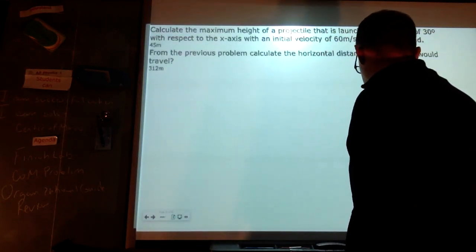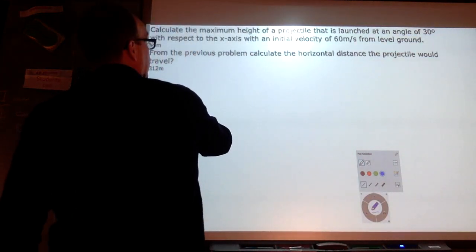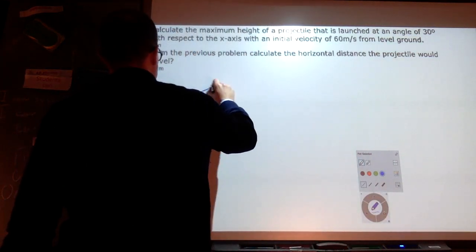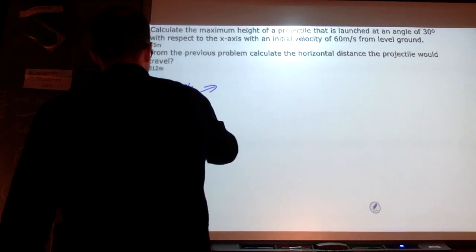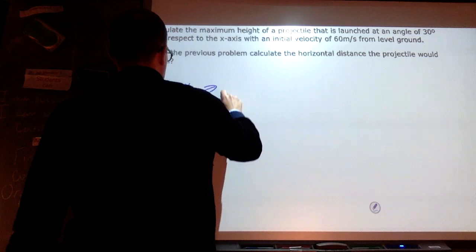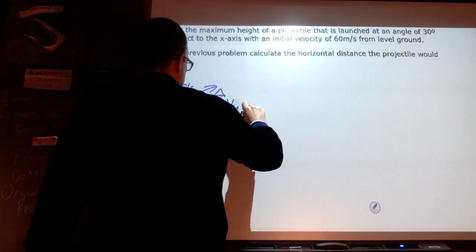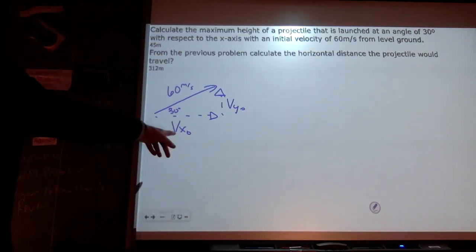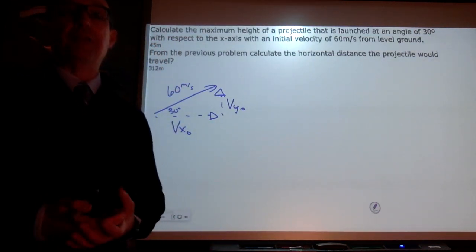So I'm going to start with a vector that is going to represent this velocity. We're saying that this is 60 meters per second. This is 30 degrees. This is going to be v x naught. This is going to be v y naught. So our initial velocity in the x direction, our initial velocity in the y direction. And I'm going to use sine and cosine.